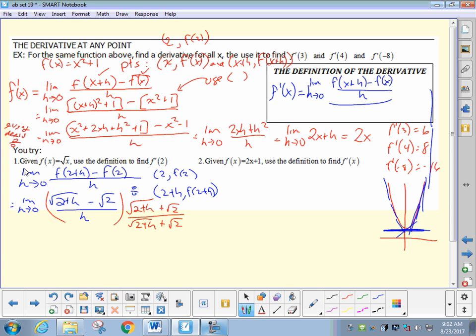If you do that, it becomes the limit as h goes to 0 of, what does the numerator become? 2 plus h minus 2 all over h times root 2 plus h plus root 2, yeah? Simplifying that, 2 minus 2 goes away, you're left with an h. What happens to the h? Cancels out, and you're left at the end with 1 over root 2 plus h plus root 2.